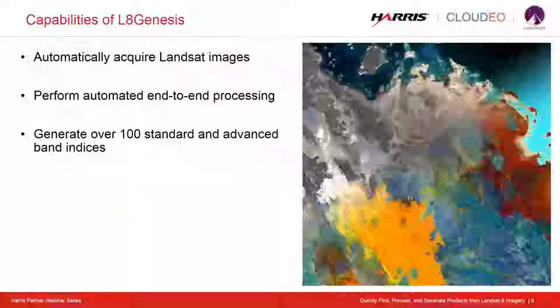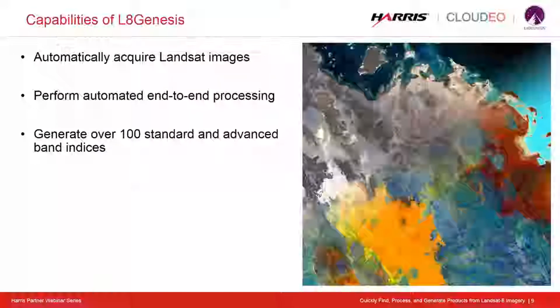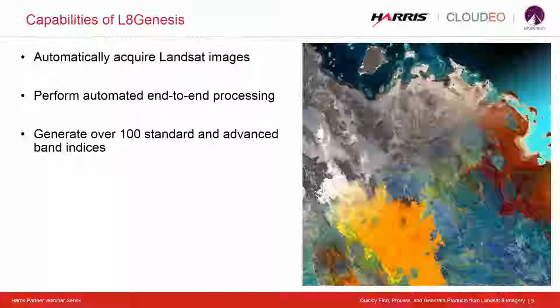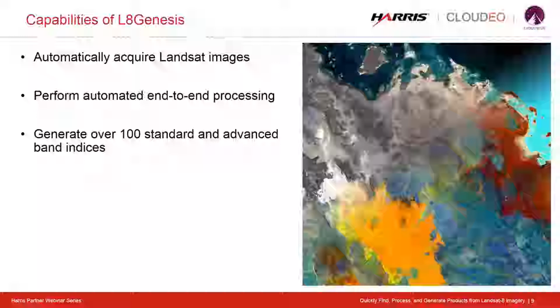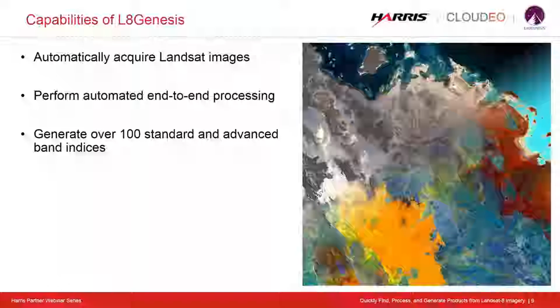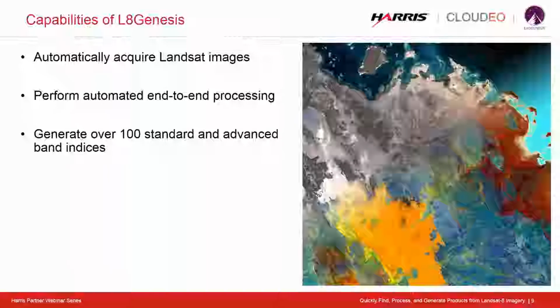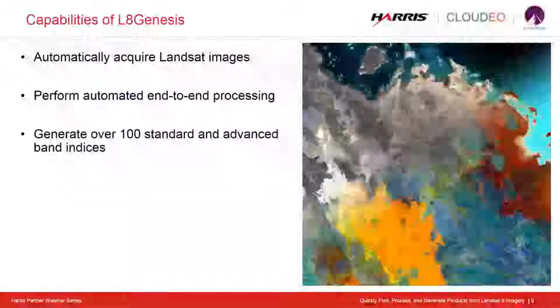It'll then process all of your data automatically and deliver over 100 standard and advanced indices, which we'll cover in the next few slides, in addition to the basic calibrated data products and several useful color composite images. There's a very high value in terms of manpower time savings, particularly for those who are processing multiple images per month. Rather than spending several hours calibrating and processing and manually entering different band indices and algorithms, you can process several Landsat images in the matter of just a few minutes.